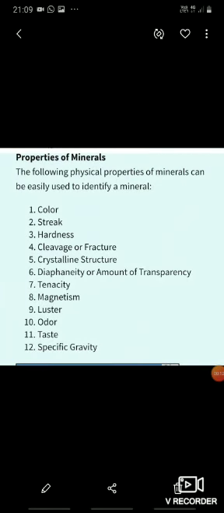Today we are discussing the first experiment of the engineering geology lab: identification of rocks and minerals based on their physical properties. Minerals are naturally occurring inorganic substances having certain physical properties, chemical composition and atomic structure.